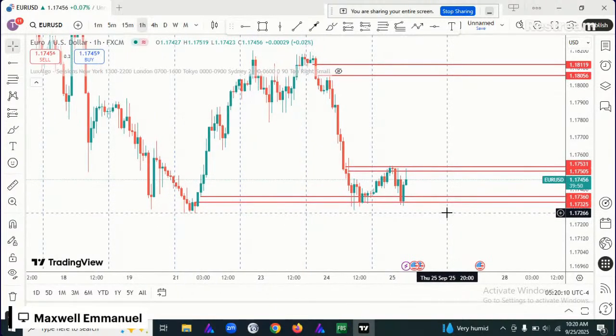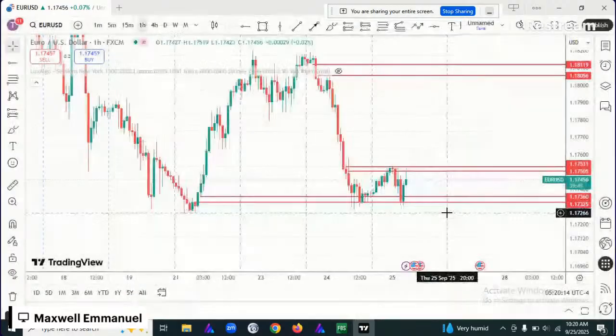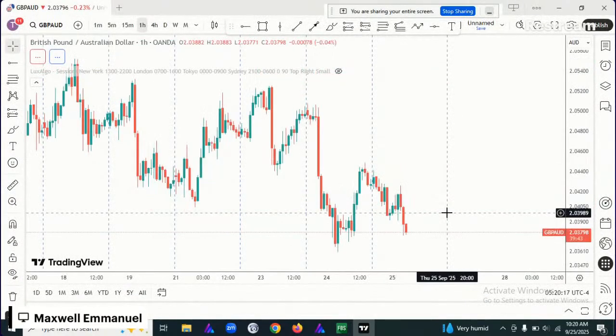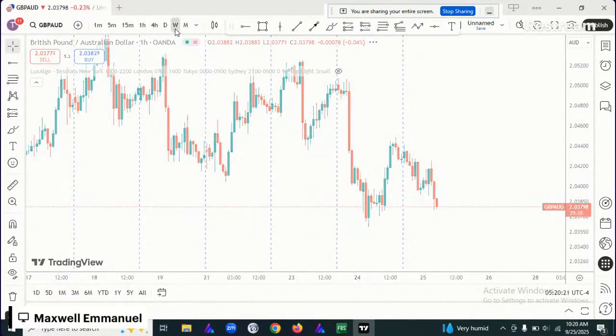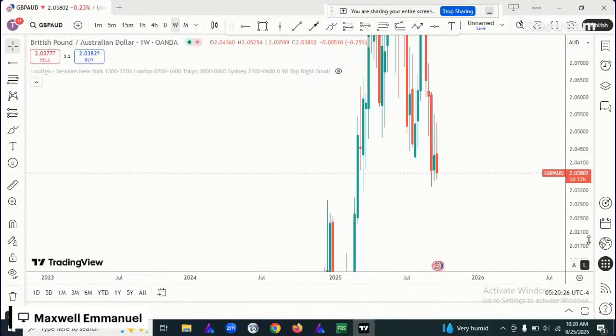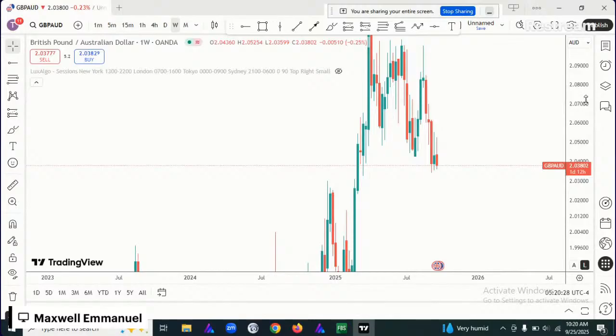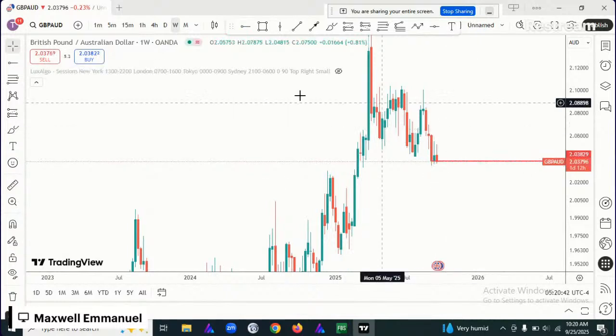Okay, let's move on. So someone requested GBP Australian dollar. Let's start with the weekly. I haven't looked at the charts this week, so let's see. So this is a sell. You can see the market is about to break out from this support. The support was created here. This should be a sell. We have a support here, and the market is currently trading below that support.